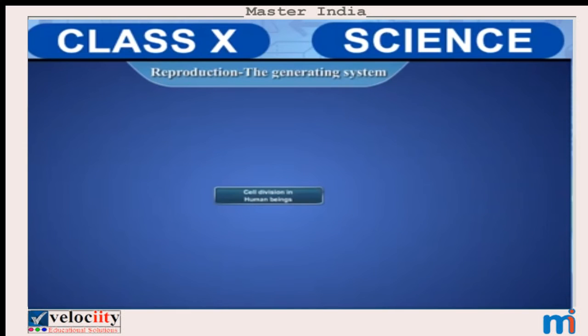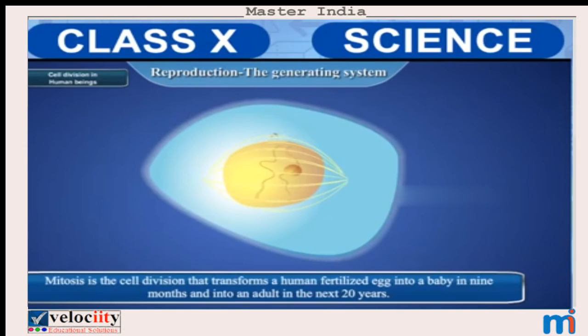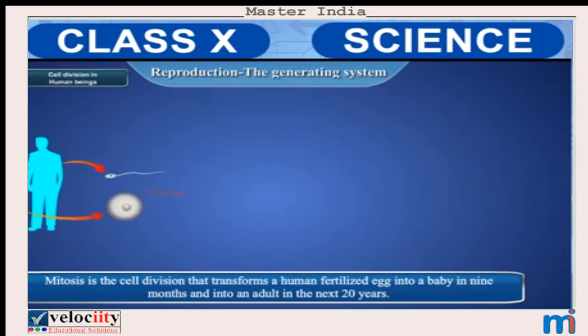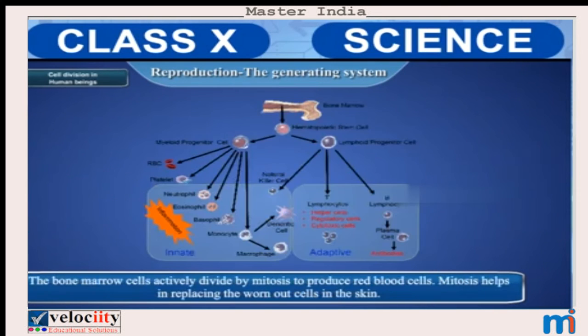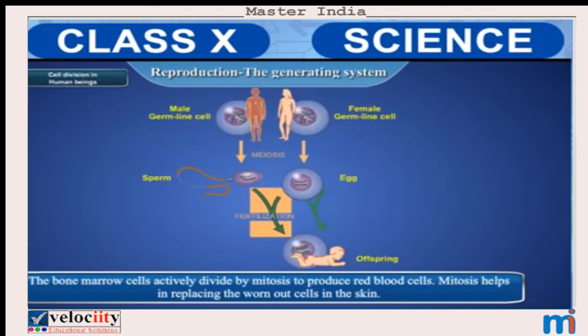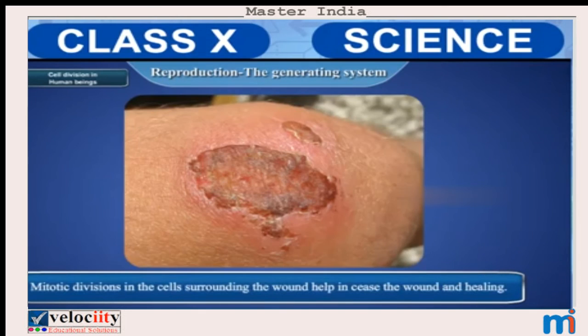Cell division in human beings. Mitosis is the cell division that transforms a human fertilized egg into a baby in 9 months and into an adult in the next 20 years. The bone marrow cells actively divide by mitosis to produce red blood cells. Mitosis helps in replacing the worn-out cells in the skin. Mitotic divisions in the cells surrounding the wound help in wound healing.